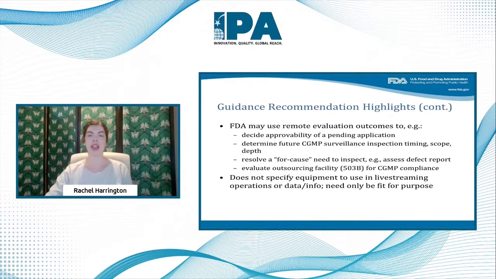A few more highlights that I think are important to note. FDA may use remote evaluation outcomes in several different ways. The first is to decide approvability of a pending application, to determine future cGMP surveillance inspection timing, depth, and scope, to resolve a for-cause need to inspect, for example, to assess a defect report, and finally, to evaluate outsourcing facilities under 503B for cGMP compliance.